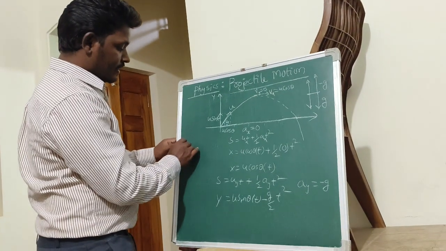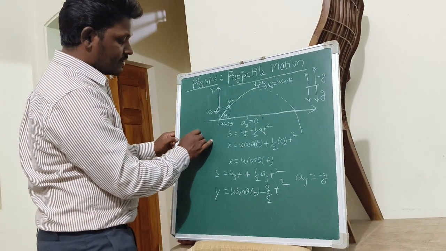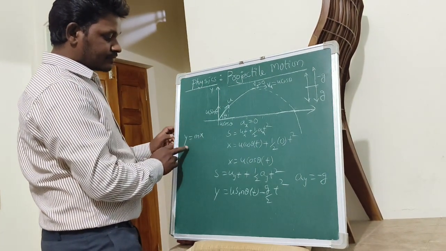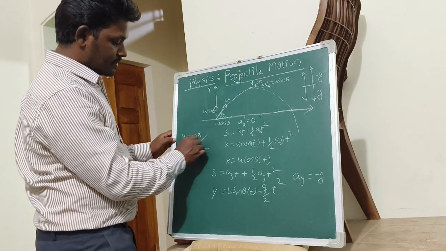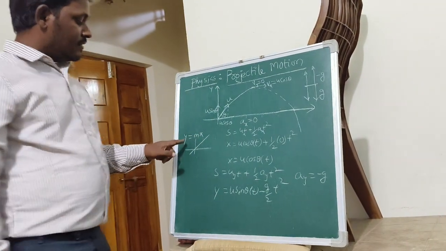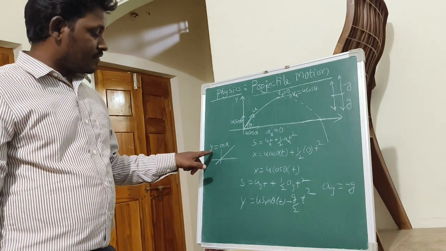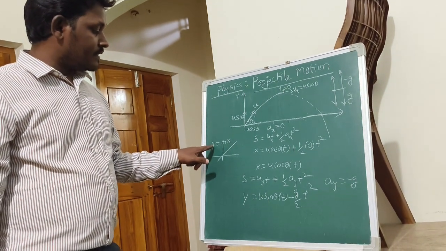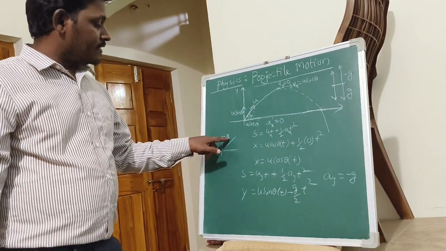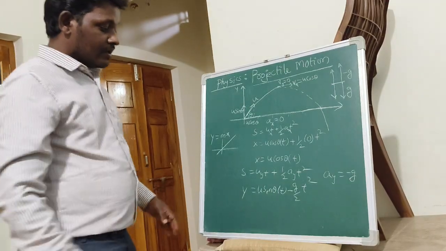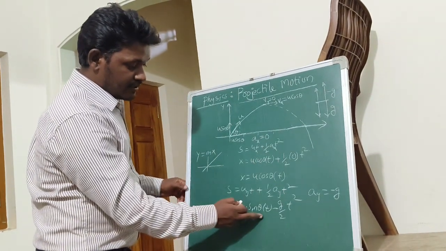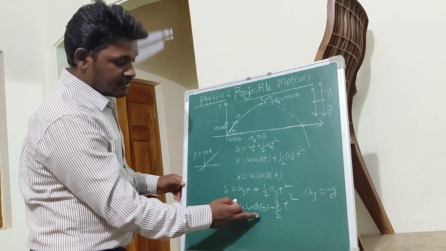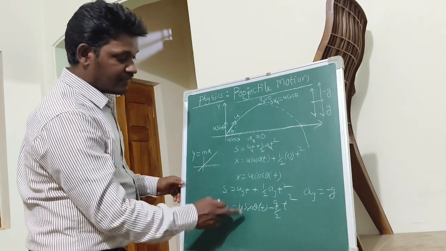For example, y equal to mx means this is a straight line passing through the origin. How can we say this? Because it is an equation in y and x only. So for getting that kind of equation, let us substitute the t value here. Then we will get the equation in terms of x and y.